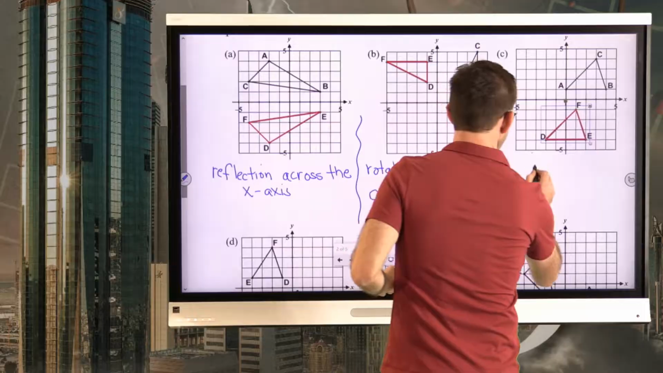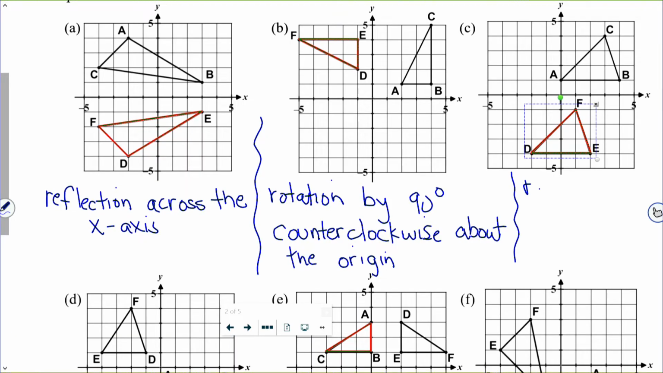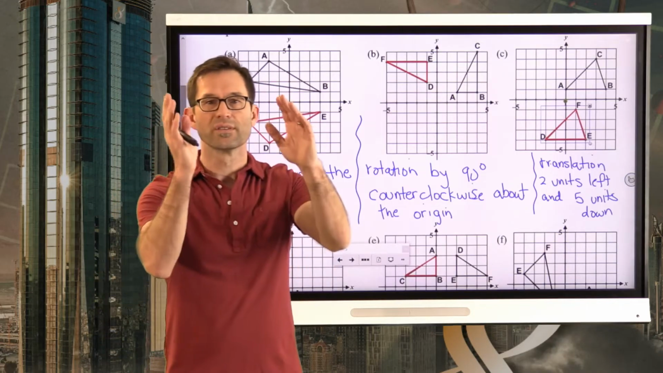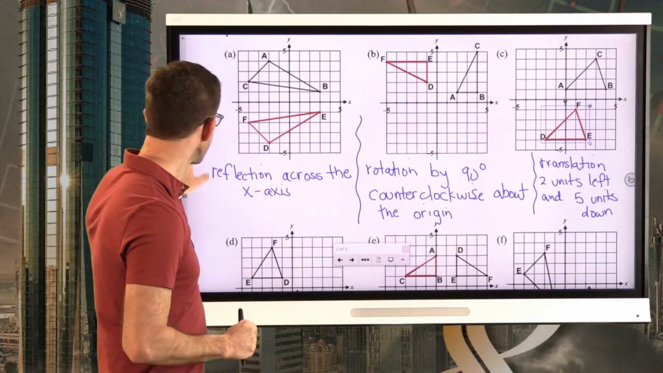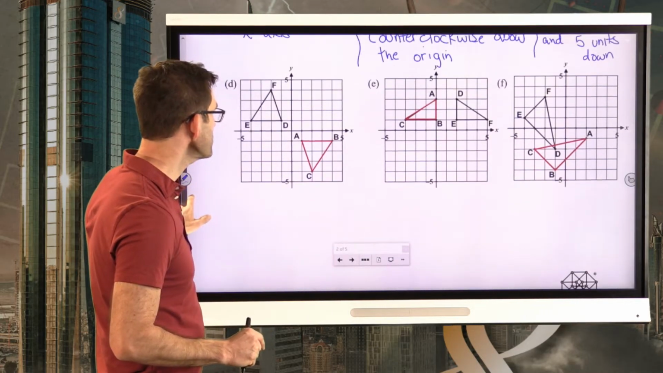So, in the little bit of room here, I'm going to say it's a translation, 2 units left, 1, 2, 3, 4, 5, and 5 units down, right? I just take that entire image and just slide it 2 units to the left and 5 units down. Let's take a look at the bottom row.